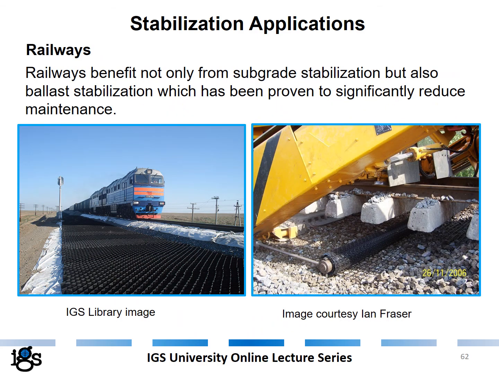Another area of stabilization can be achieved in railways. Railways benefit not only from the subgrade stabilization, but also ballast stabilization, which has been proven to significantly reduce maintenance. In these pictures, you see a geocell and the geogrid being used for stabilization purposes.